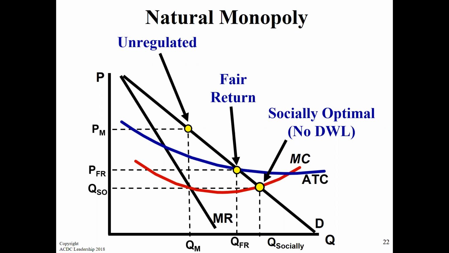On the FRQ, could we label both ATC and MC as having a straight line, or would that not work? They'll tell you. If they said drawing a natural monopoly? Yeah, can we just label it as a straight line? No, I wouldn't unless they said so. But what you could do is, if this is your ATC, you could just draw a straight line MC underneath it.